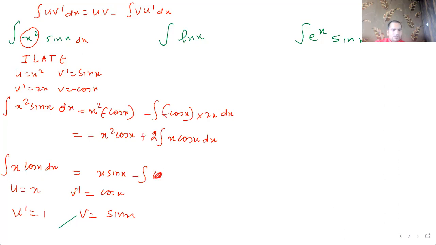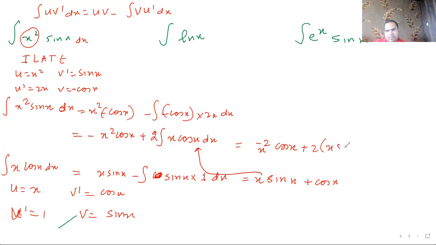So integration of this will be uv, which is x sine x, minus integration of sine x times u dash. This is u, so u dash is going to be 1. So if I integrate this once again, it will be x sine x, and integration of sine x is negative cos x, which will become positive cos x because of the outside minus. So what I'm going to do next is put this value out here. So your final answer as a result of this will be negative x squared cos x plus 2 times x sine x plus cos x, plus c. So that's the integral where you have to apply integration by parts twice.